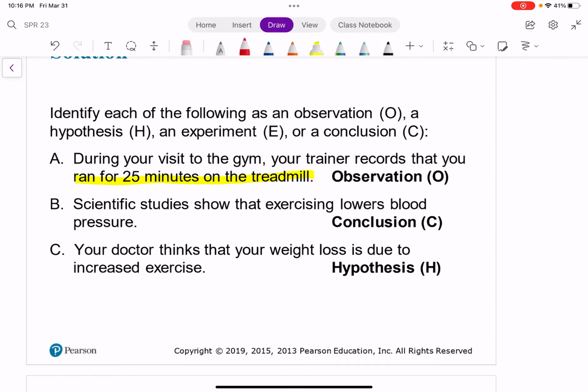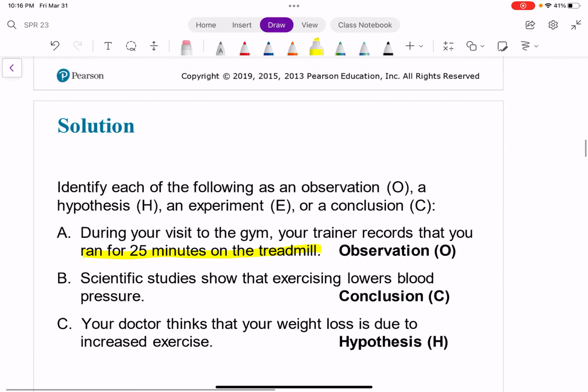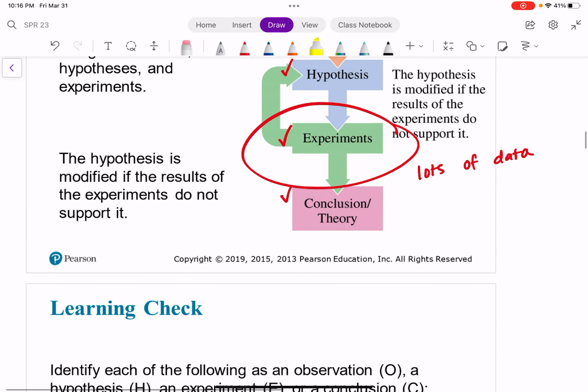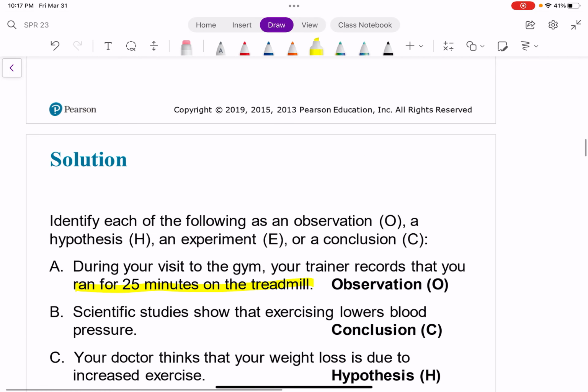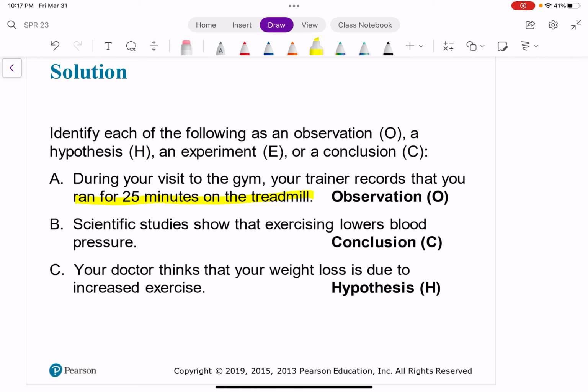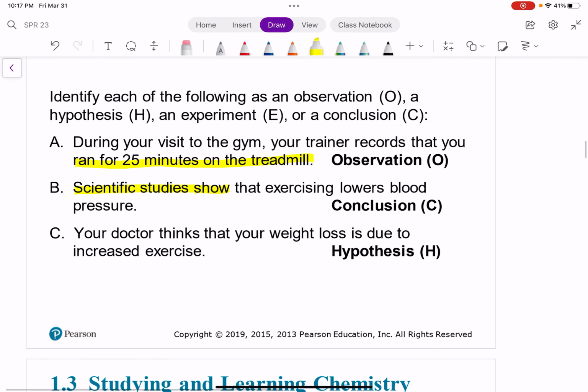So in this case, they have already come to a conclusion because they've gone through all of this process. If they did this correctly, right? If it's a sound article, and we're going to assume that the study was. So that's a conclusion. So scientific studies show, that's a good indicator that it's a conclusion.